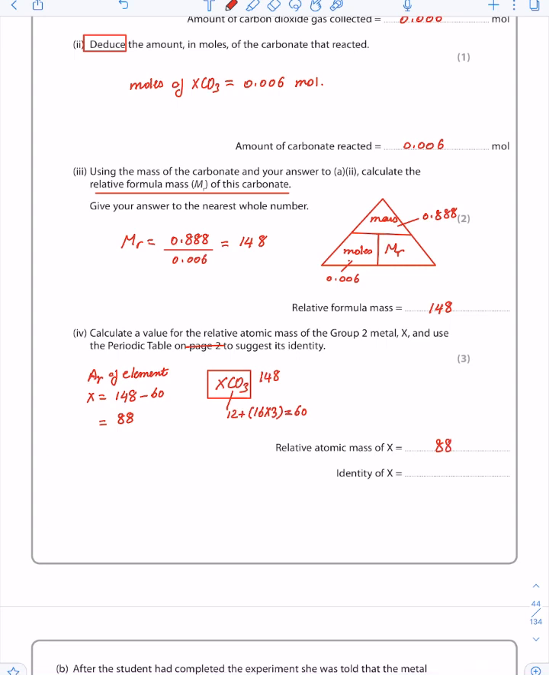نفتح ال periodic table هنلاقي في جروب 2 البريليوم ال relative atomic mass 9 يبقى مش هي. مغنيسيوم relative atomic mass 24 يبقى مش هو. والكالسيوم relative atomic mass 40 يبقى برضه مش هو. والسترونتيوم relative atomic mass 88 يبقى هو ال SR. يبقى ال identity of X SR اللي هو metal strontium.